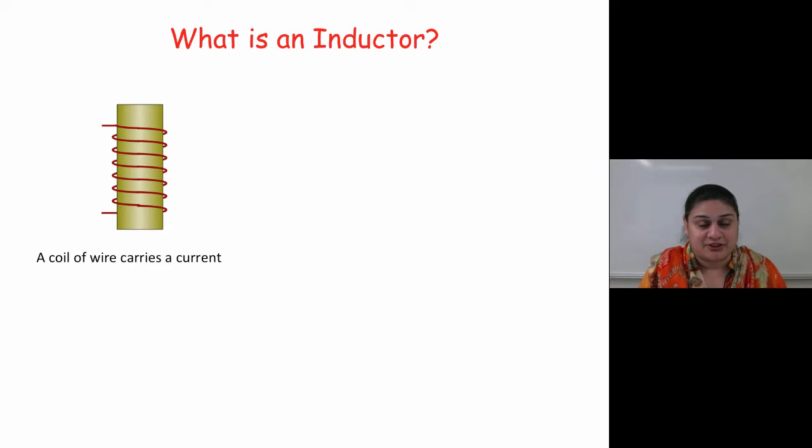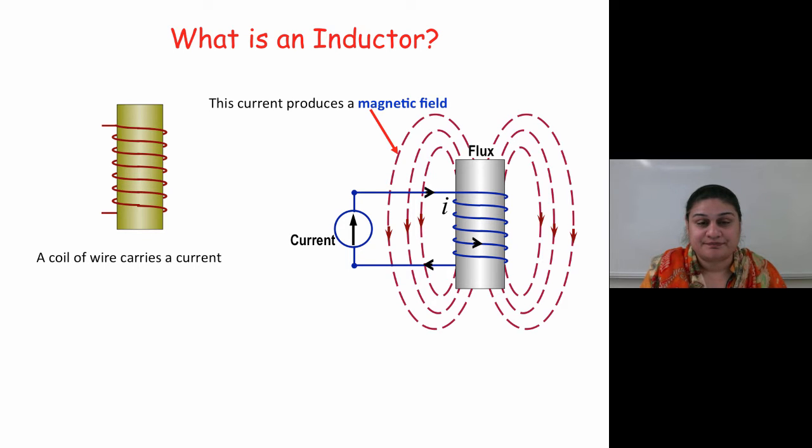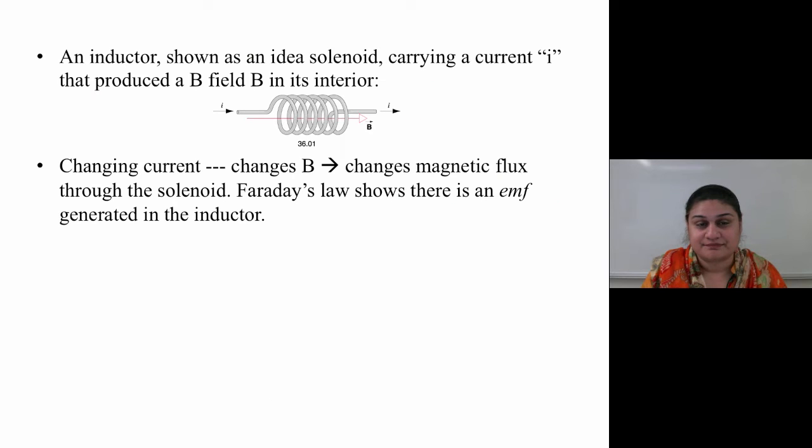So what is an inductor? An inductor is a coil of wire that carries a current. This current produces a magnetic field. The energy is stored in the inductor. So basically, an inductor is an ideal solenoid carrying a current I that produces a B field in its interior.